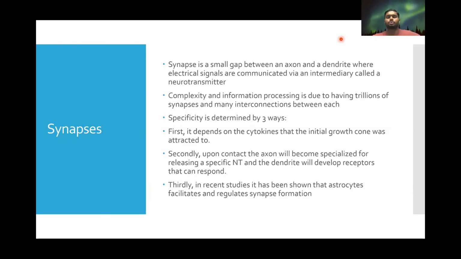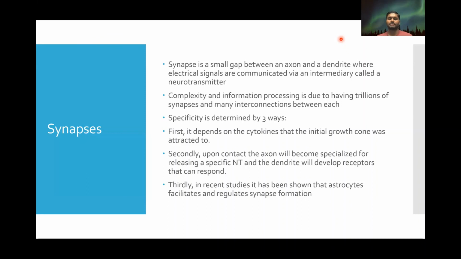So the first way that these neural connections have specificity is just based on where the axon goes, right? If you remember, the initial growth cone is very specific to a target cytokine, and typically the target will respond to a specific cytokine that the growth cone or the precursor to the axon will have. Secondly, when the axon and the dendrite come in contact with each other, the axon will become specialized for a certain neurotransmitter, and the dendrite will react to the neurotransmitter released and develop certain receptors that can respond to it. And thirdly, in recent studies, it has been shown that astrocytes are able to even facilitate and regulate synapse formation.